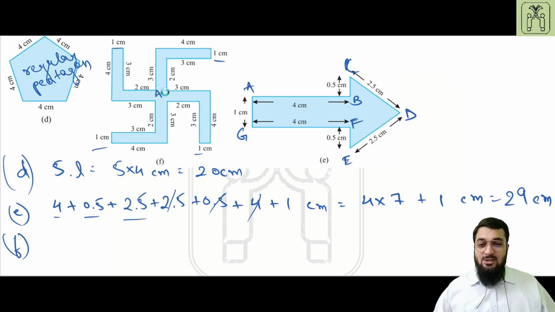So what I'll do, I'll just name the vertices A, B, C, D, and this will be E, and this will be F.